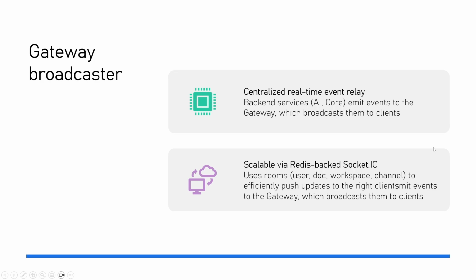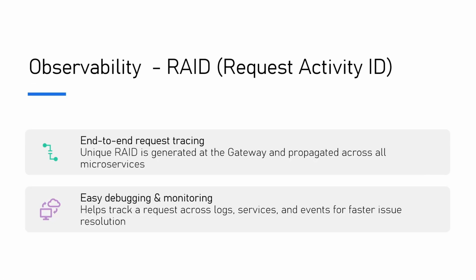Gateway broadcaster: since we are in a microservice architecture, whenever some service wants to send real-time data to the client, it cannot send it directly because there is no connection between the client and the microservice. So it cascades it to the gateway. The gateway will then broadcast to the clients. So that is what it is: a centralized real-time event relay.